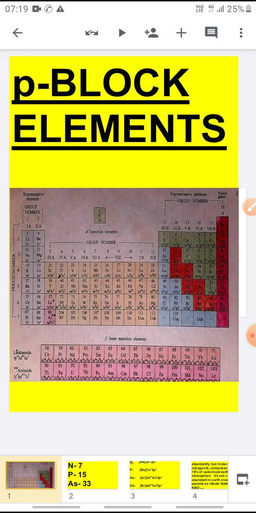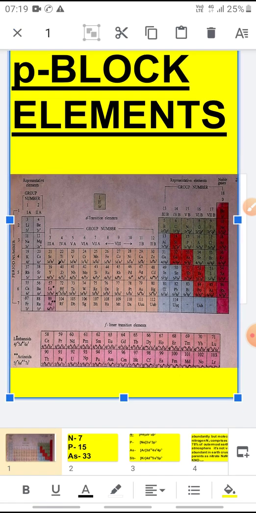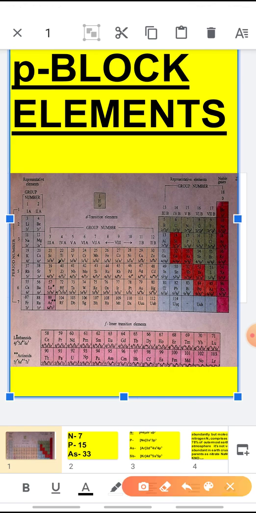Children, in the previous presentation, I told you that today we'll be starting with the next chapter, and the next chapter is not the principles and process of extraction of elements, but your P block elements. The chapter Principles and Process of Extraction of Elements is reduced from the syllabus by CBSE. So, we are starting with the next chapter, that is the P block elements.